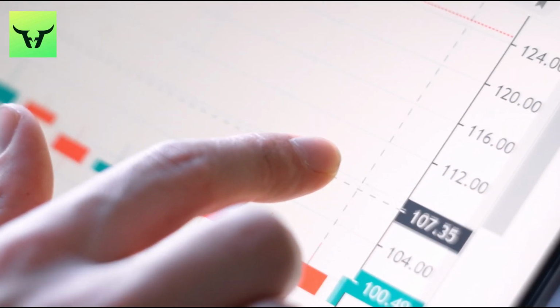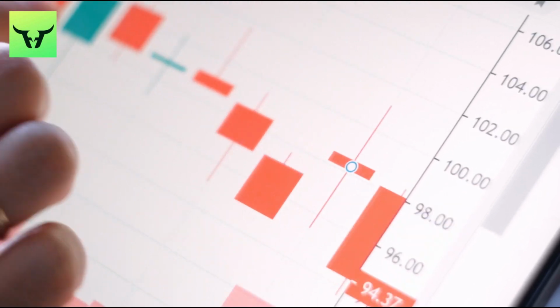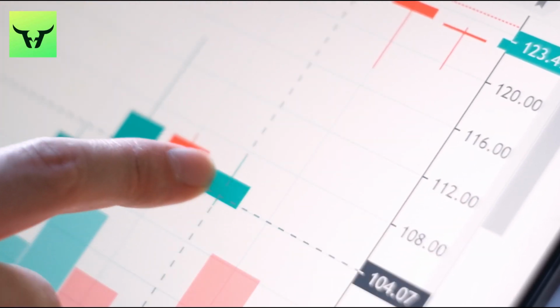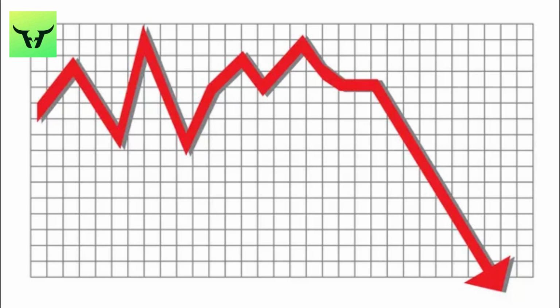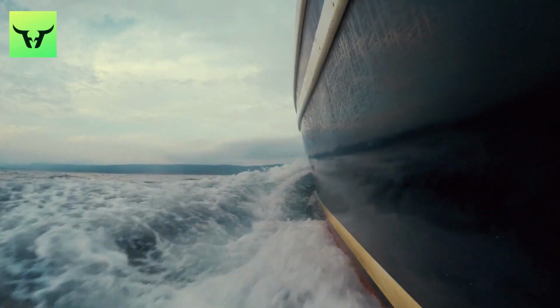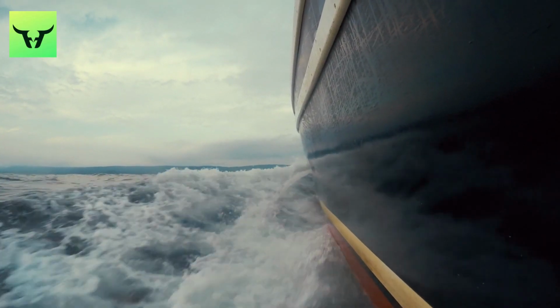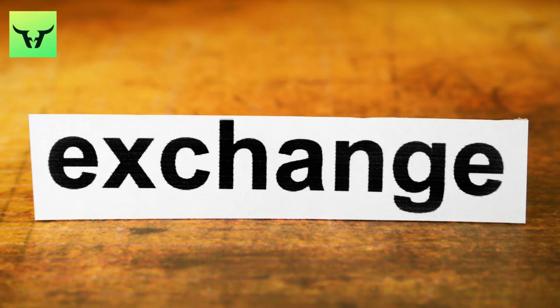Consider it the price of entry to the market roller coaster. Sometimes you win, and sometimes it's a bumpy trip. But, hey, we're here to get through it together. Remember that floating loss we were talking about? It's like a ship that hasn't docked yet. It's floating because you haven't completed the exchange.